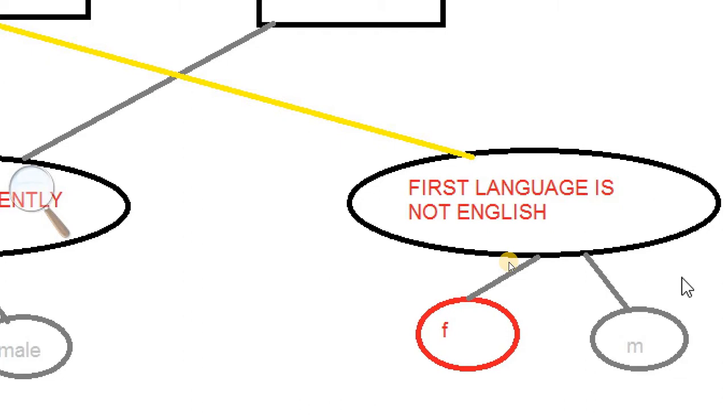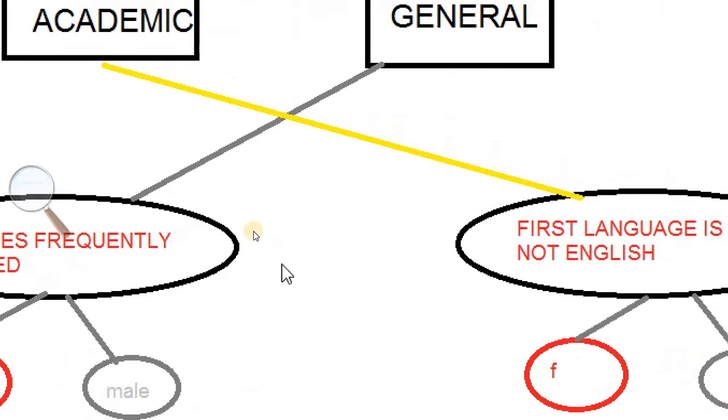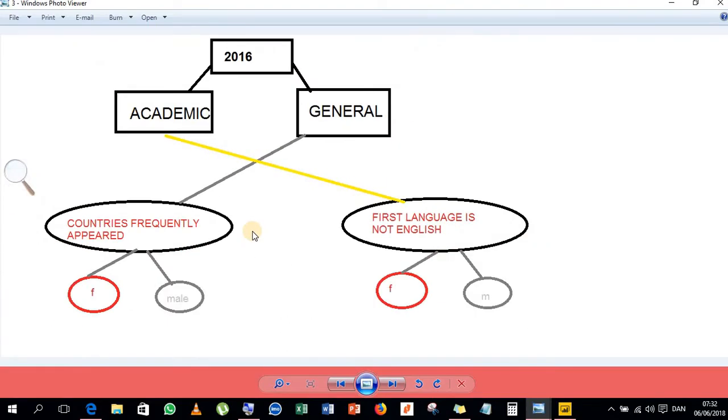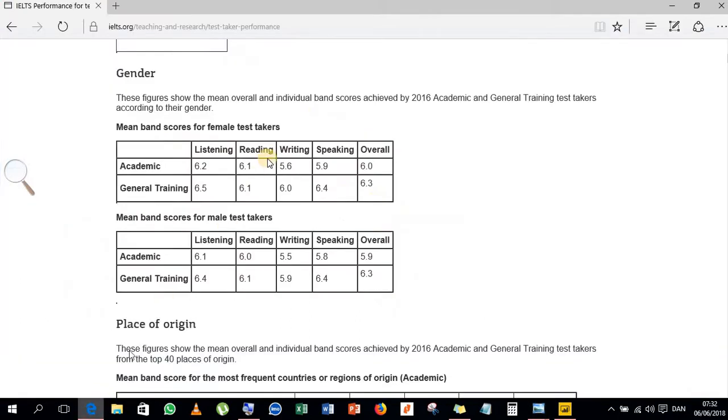So if I take Germany, the first language is German. If I take Saudi Arabia, the first language is Arabic. If I go to China, the first language is Cantonese or Mandarin. So therefore, in these 2 categories, the whole test is being summed up into this data.